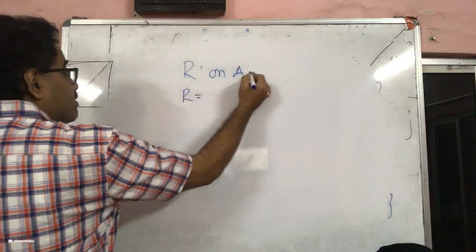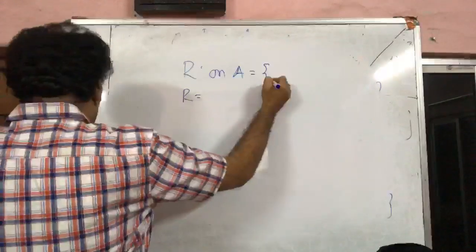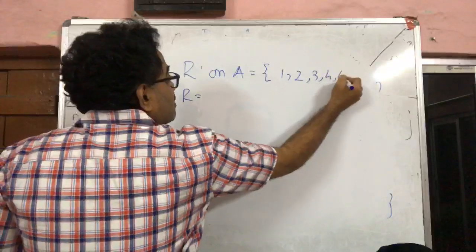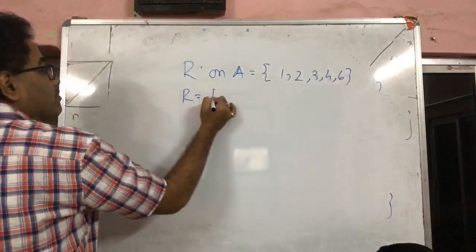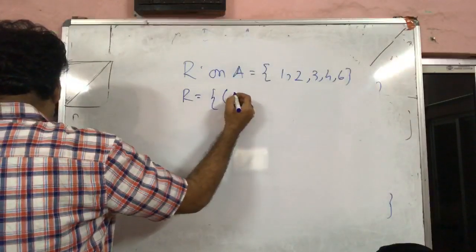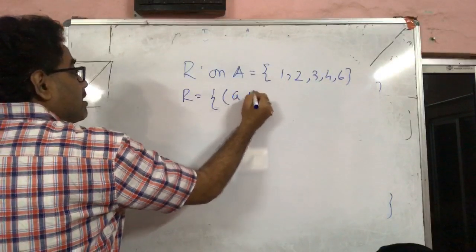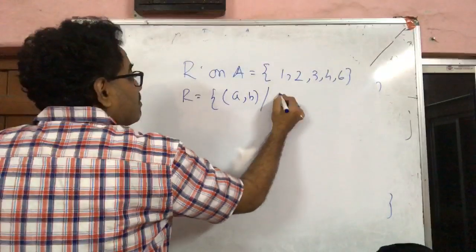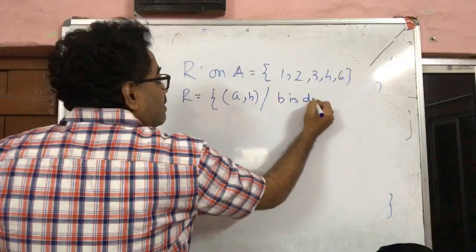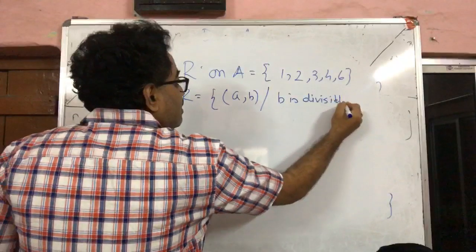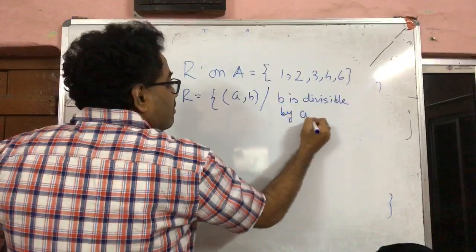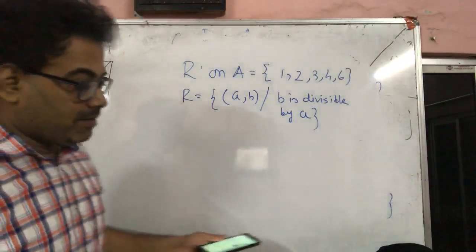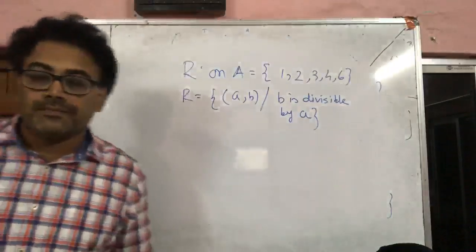The relation is 1, 2, 3, 4, 6, in AB where B is divisible by A. Write the relation in roster form.